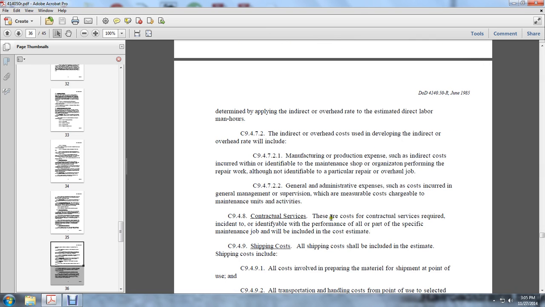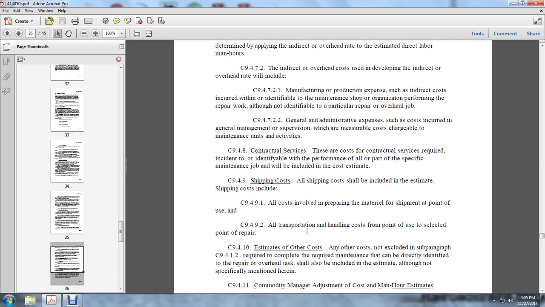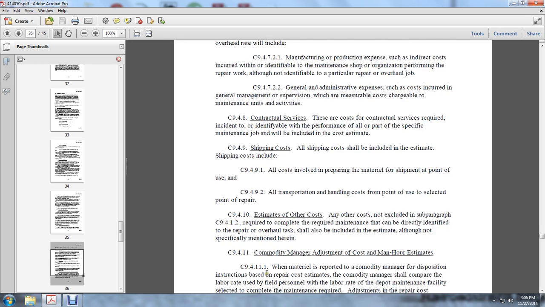The contractual services. The cost of contractual services required and incident to, or identifiable with, the performance of all or part of the specific maintenance job shall be included in the cost estimate. Shipping costs. All shipping costs shall be included in the estimate. Shipping costs include all costs involved with properly preparing the material and shipping it from the point of use. All transportation and handling costs from the point of use to the selected point of repair. Estimate of other costs. Any other costs not excluded by the subparagraph, required to complete the required maintenance and that can be directly identified with the repair overhaul task, shall be included in the estimate, although not specifically mentioned herein.